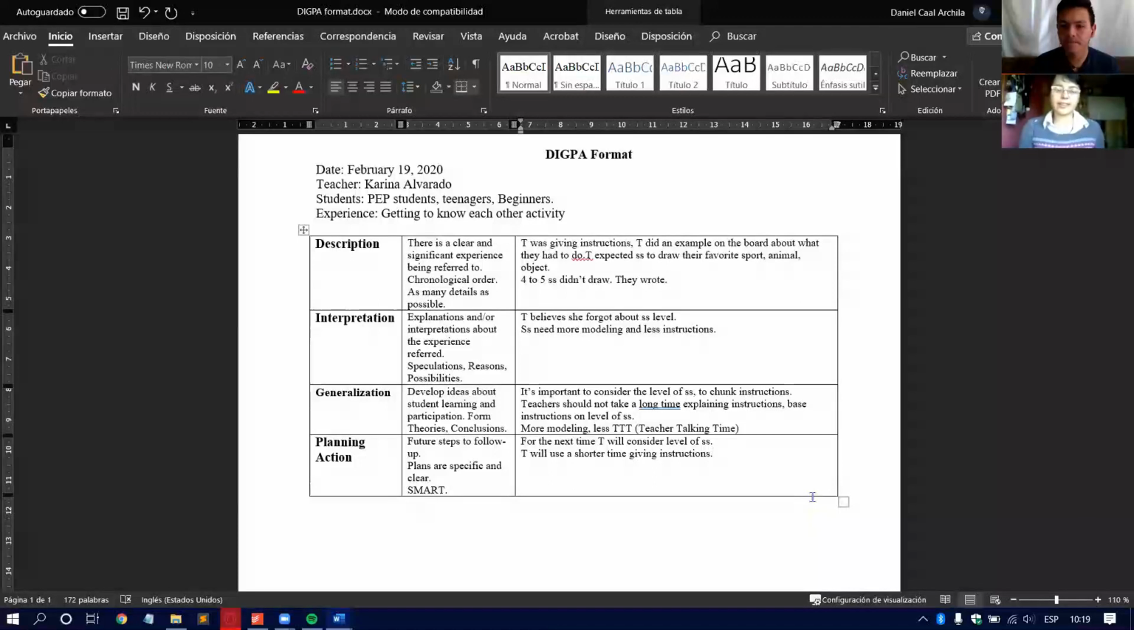Yeah, I believe that is also very important. For the next time I teach, I will include more modeling in the instructions that I am giving because of the level of my students.